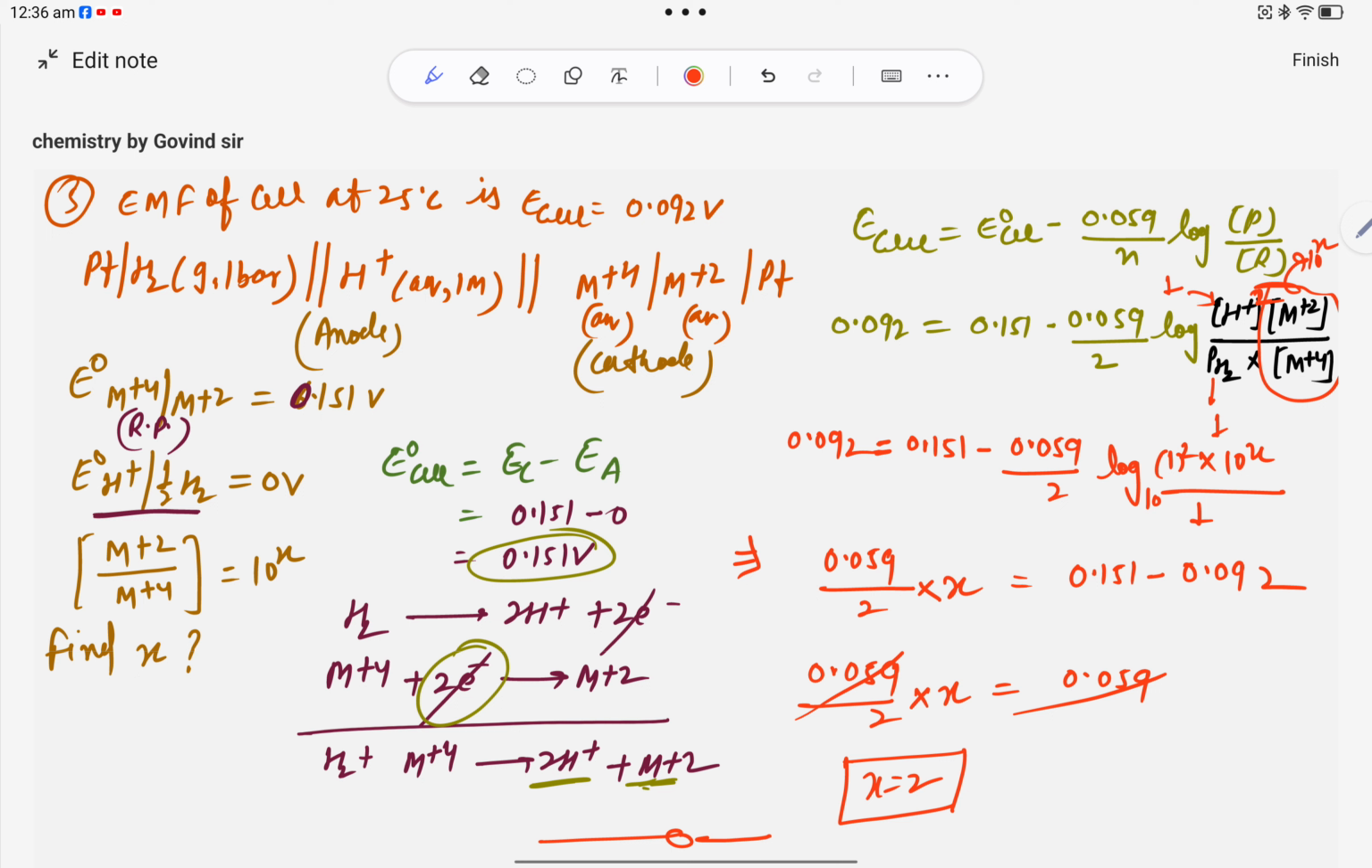So these kinds of problems we have to solve like that. First we find this E naught of cell, then reaction, reactant, product, apply the formula, put values and solve. So that is all about the Nernst equation, nothing more than this. It is completed now. So thank you.